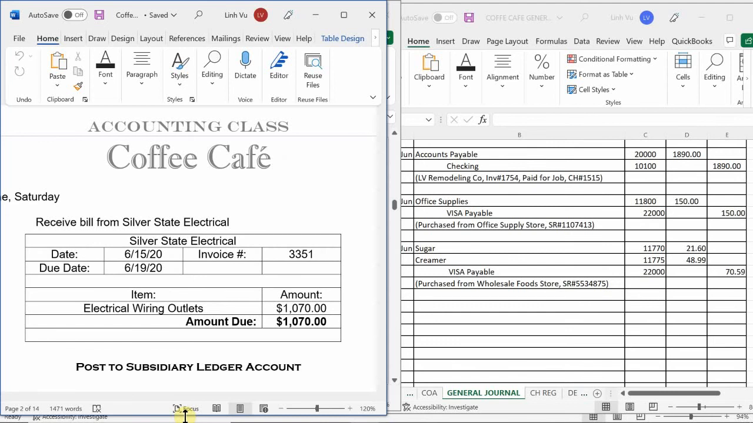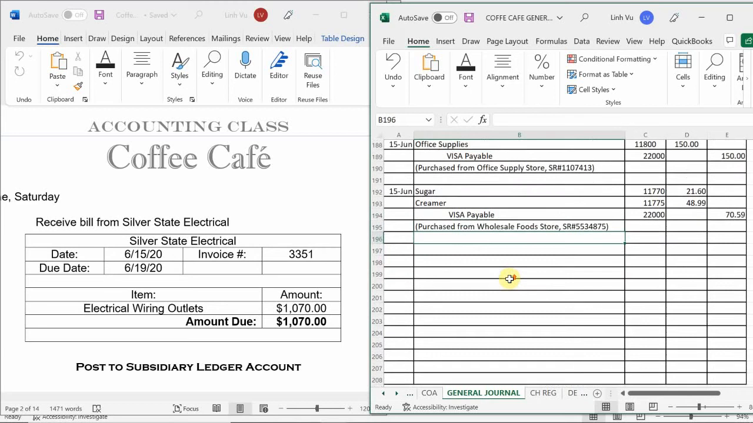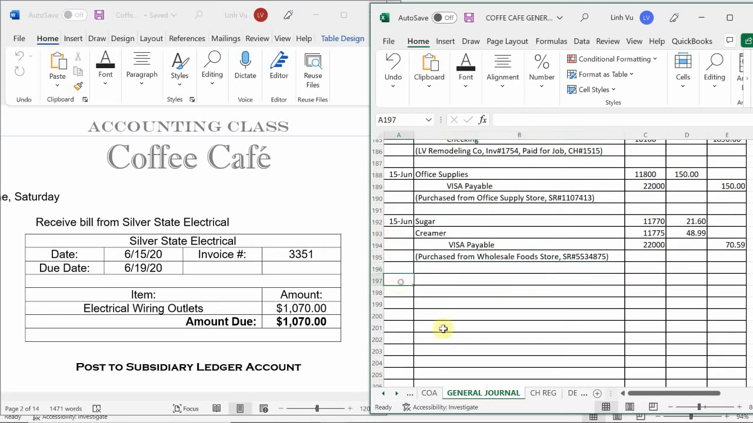So, what do we do with this transaction? Okay, we don't need to use the general journal. Why? Because we just received the bill and the due date is the 19th. You still received a bill. Yeah, we received the bill, but we haven't cut a check for it yet. So we're choosing to pay later.